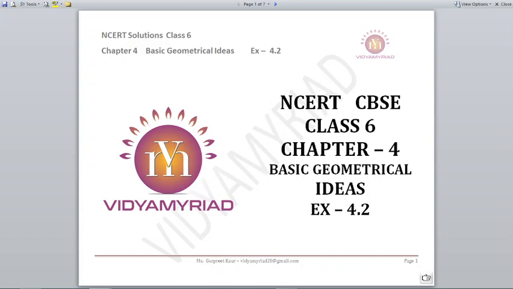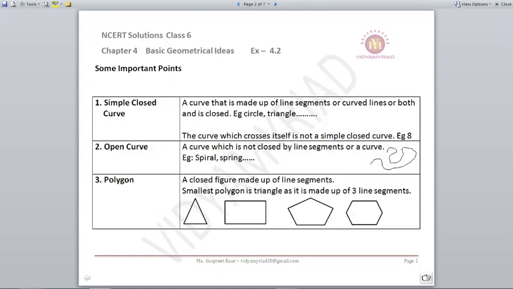This video is made for class 6 on chapter number 4, basic geometrical ideas, and today we are going to do exercise 4.2 of NCERT. Before we begin with the exercise, let's understand some common terms that will be used: simple closed curve, open curve and polygon. Let us distinguish among them.